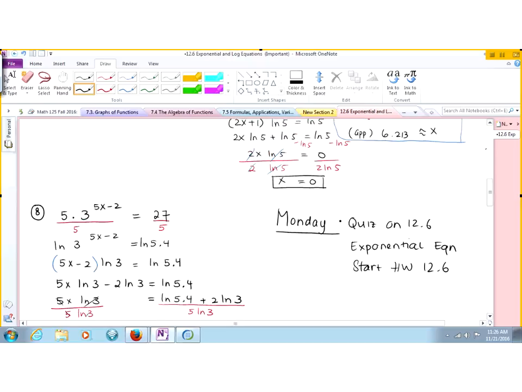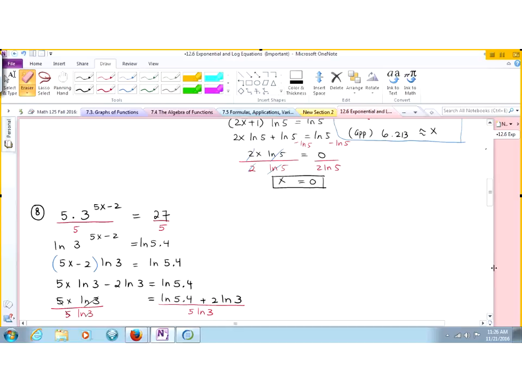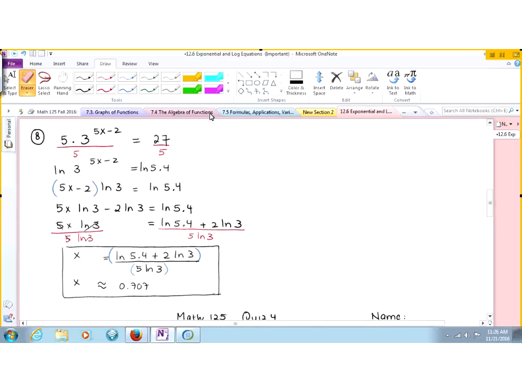Now, number 2. So I am going to do it here. But tomorrow I'm going to collect your quiz. So I am going to give you a quiz on exponential equation and log equation tomorrow. So please finish your homework today. Now, what was number 2?